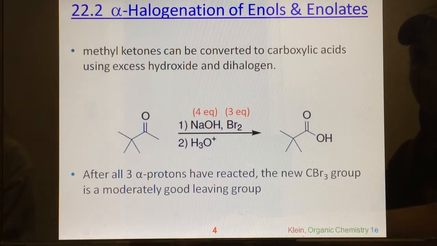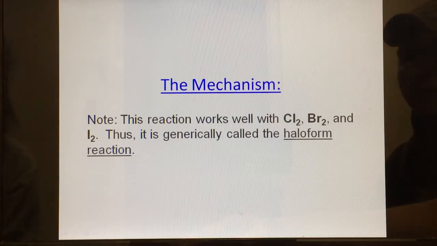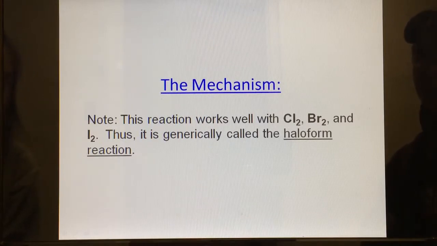Methyl ketones can be converted to carboxylic acids using excess hydroxide and dihalogen. So we will show this mechanism in further detail. After all three alpha protons have reacted, the new CBr3 group is a moderately good leaving group. And now we'll show the mechanism. Please note that this reaction works well with Cl2, Br2, and I2. Thus, it is generically called the haloform reaction.